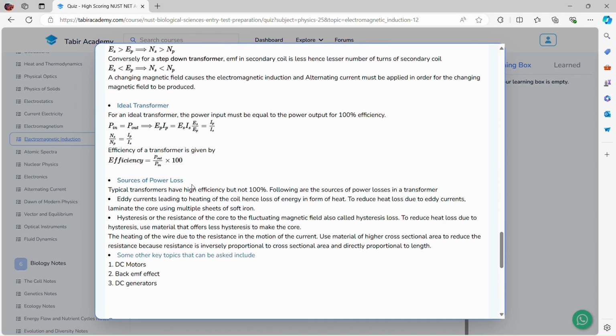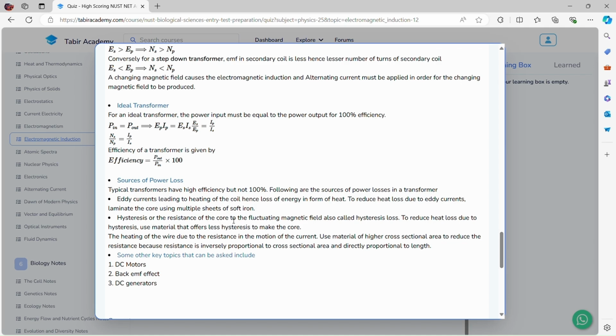Sources of power loss. Typical transformers have high efficiency but not 100%. Following are the sources of power loss in a transformer. Eddy currents leading to heating of the coil, hence loss of energy in form of heat. To reduce heat loss due to eddy currents, laminate the core using multiple sheets of soft iron.